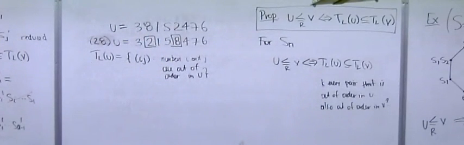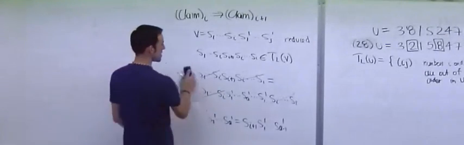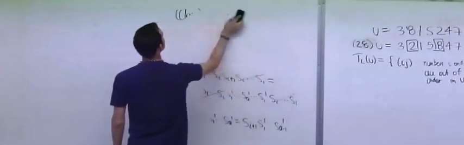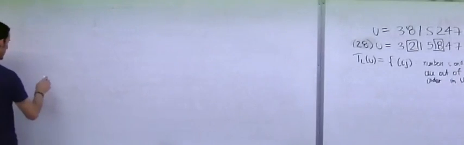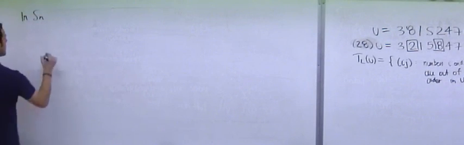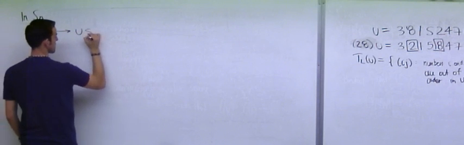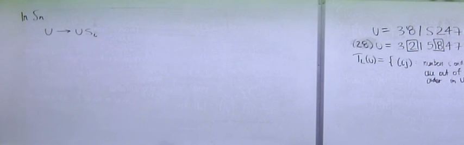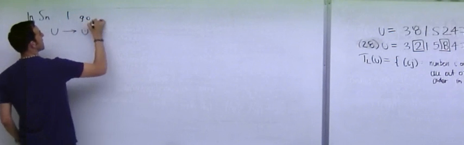Now, what is it then that I'm doing in the Bruhat order for the symmetric group? How do I walk up? So again, in Sn, I go from U to U times Si for some i. Okay? So this is how I go up in the weak order.